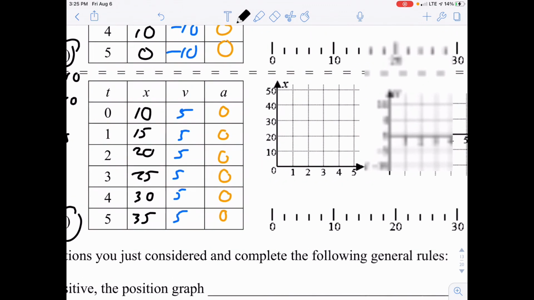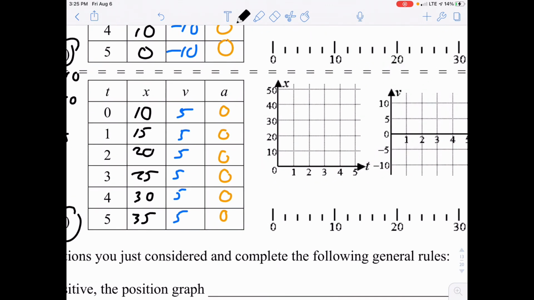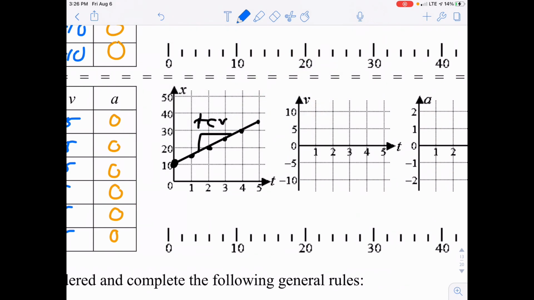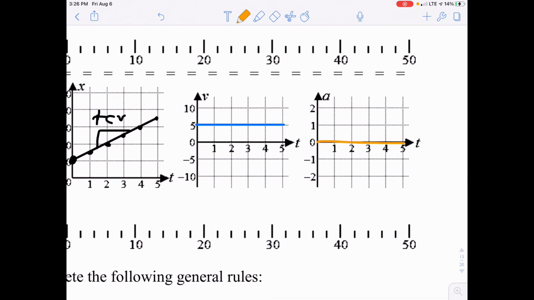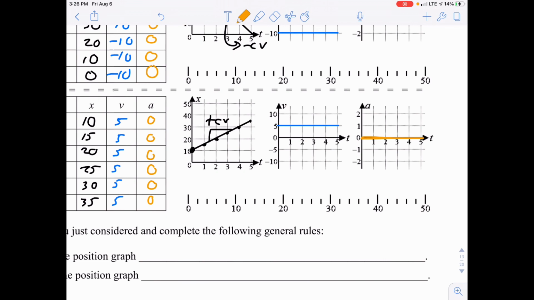Okay, plotting this, time equals 0, I'm at 10. So I start at 10, then I'm at 15, then 20, then 25, then 30, then 35. So I still have a straight line, but it's a flatter slope. That 5 meters per second is my slope. So I have positive constant velocity represented with that slope, and I plot that as a constant horizontal line all the way across at 5. And no acceleration gets plotted as 0 acceleration for 5 seconds.